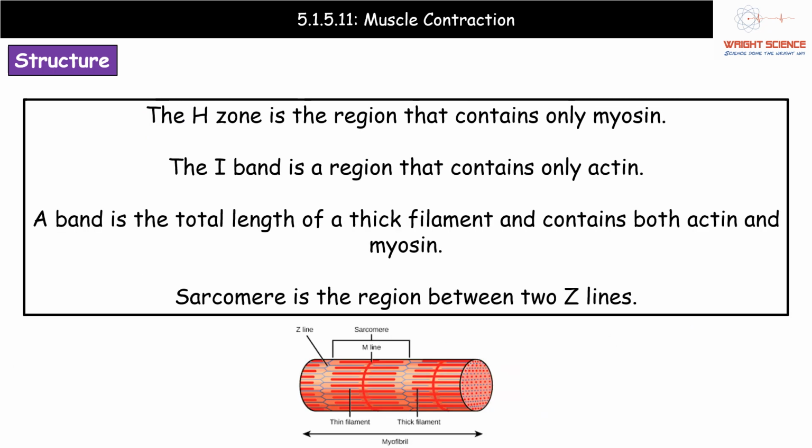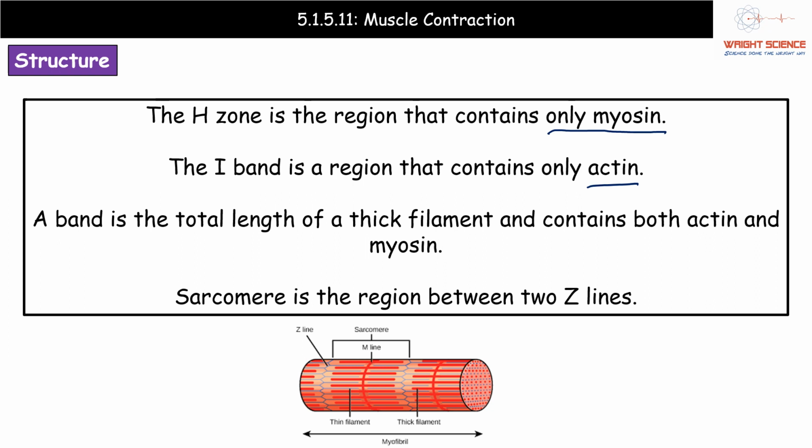So that H zone that we've just talked about then is the bit that contains only myosin. So that only has the thick filaments. The I band is the region that's got only actin, so only the thin filaments there. The A band is going to be the total length of the thick filament, and therefore we're going to see both actin and myosin being present.